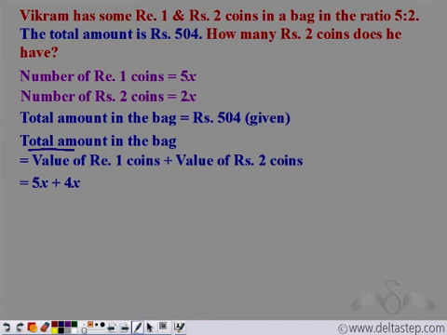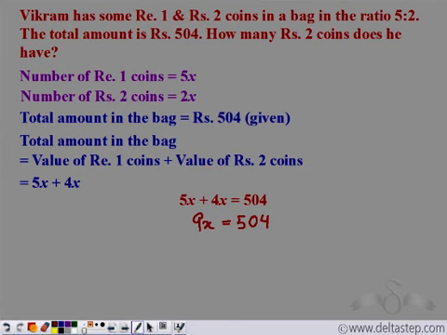Now this and this should be equal, because both represent the total amount of money in the bag. Rupees 504 should be equal to this. So let us equate these two. Equating these two, we get 5x plus 4x is equal to 504. Now 5x plus 4x is 9x. So we have 9x is equal to 504.